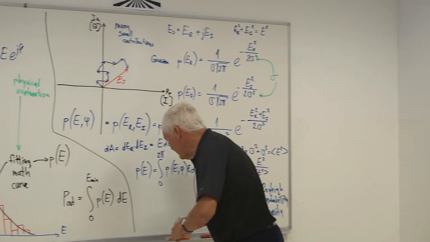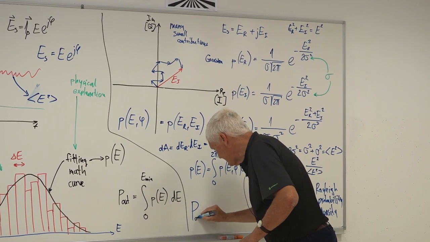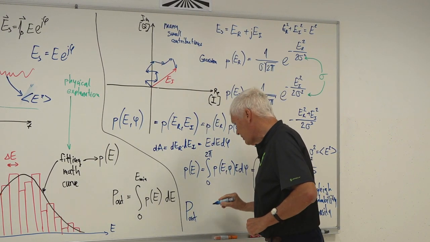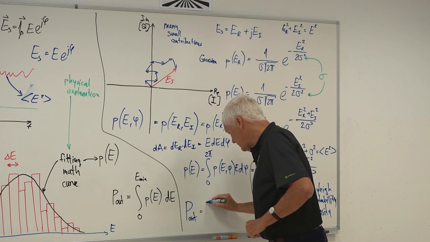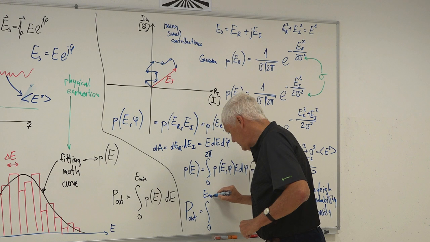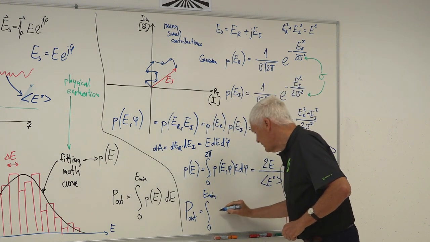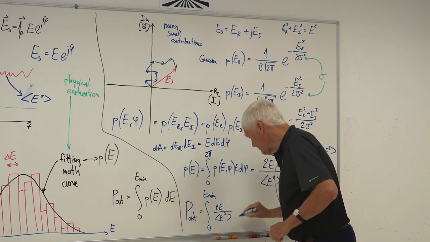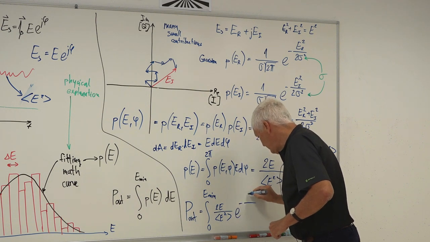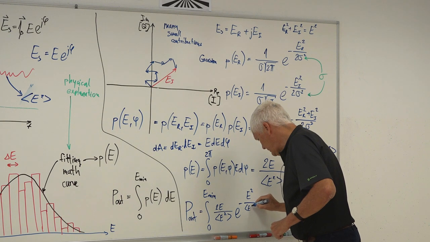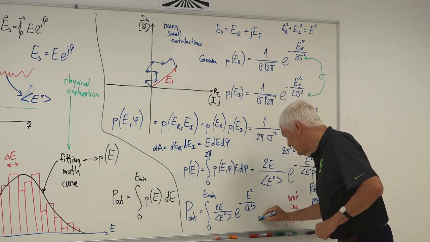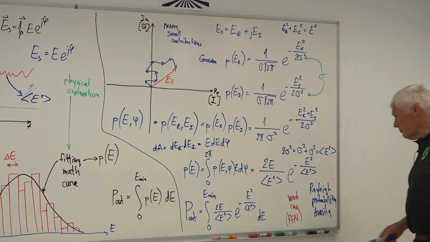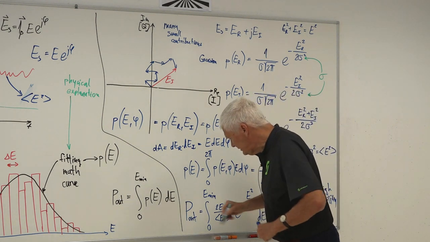So our probability, now it's capital P. For the probability, I'm using capital letters, capital P. For the probability density, I use lowercase letters. So it's now the integral from 0 to E minimum of this probability density I have here, 2E divided by the average value of E squared, times the exponential function of minus E squared divided by the average value of E squared, dE. I just rewrote the same equation. So now I have the formula here for how to calculate the probability of my outage.